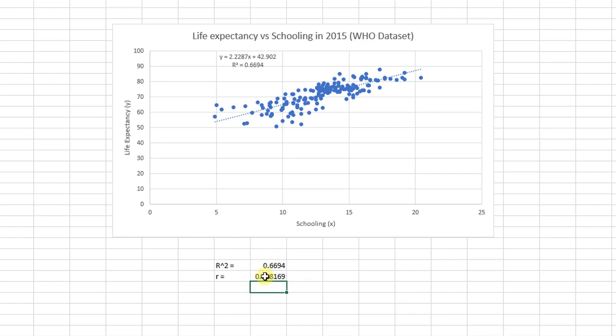So R squared is basically the percentage of the variation in life expectancy that is explained by the number of years of schooling. So 80-some percent, that's pretty good, right? Schooling is very good at explaining something about life expectancy, which is pretty interesting.